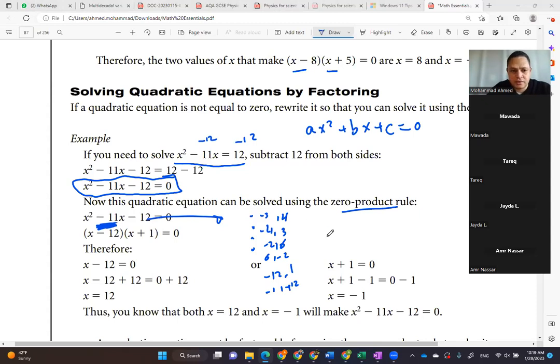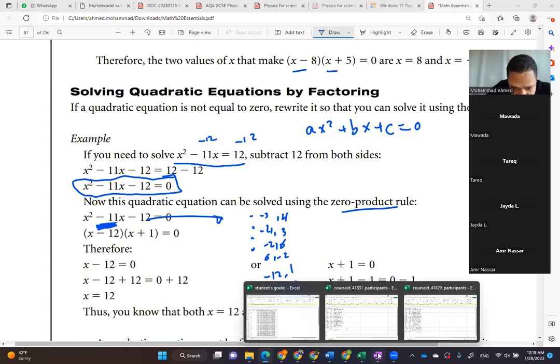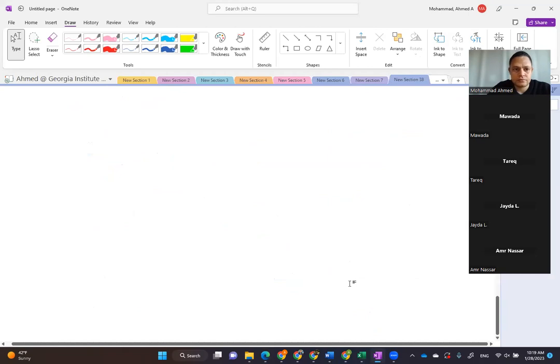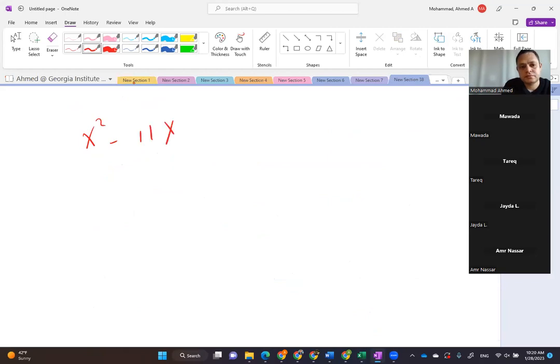Habiba said she didn't get this part. Okay, I'm going to explain this part again. X squared minus 11x minus 12. Okay, Habiba, you see my OneNote file? This is the equation, right?